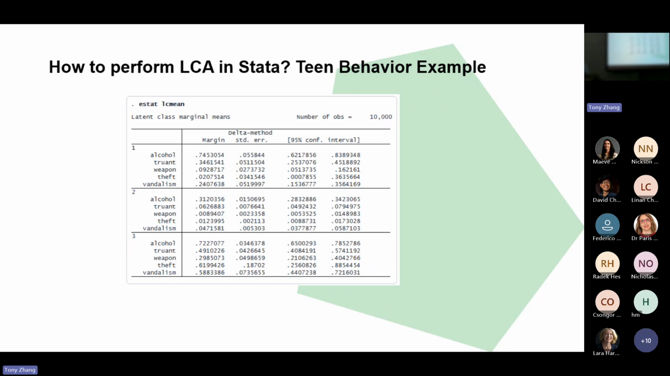Also, after we fit the model, we can use estat lcmean to estimate the mean for each item in each class. So how do we interpret these results? If we look at the first class, it means that for the teenagers in class 1, on average, the probability of using alcohol is 75%. And similarly, the probability of being involved in vandalism is 24%. That's the interpretation.